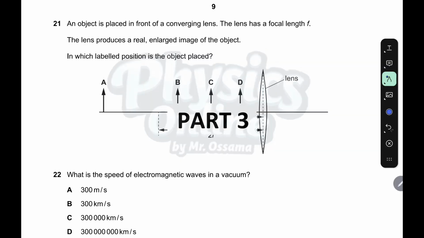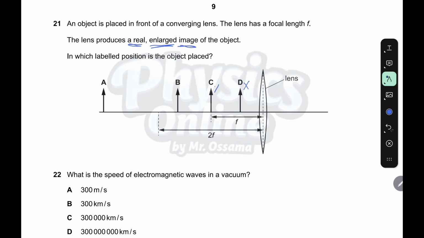An object is placed in front of a converging lens. The lens has a focal length of f. This is f. The lens produces a real enlarged image. Enlarged image: in which label position is the object? Here at D we have a virtual image. This is the focal length, we have a virtual image.